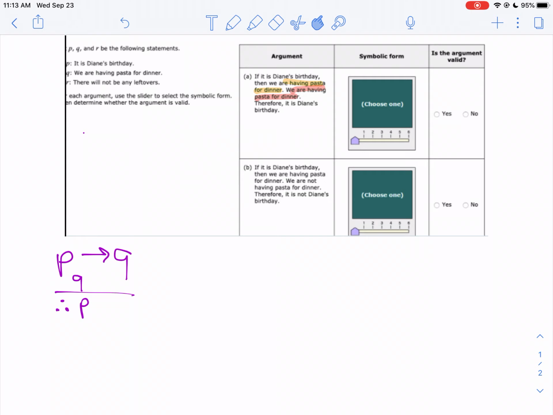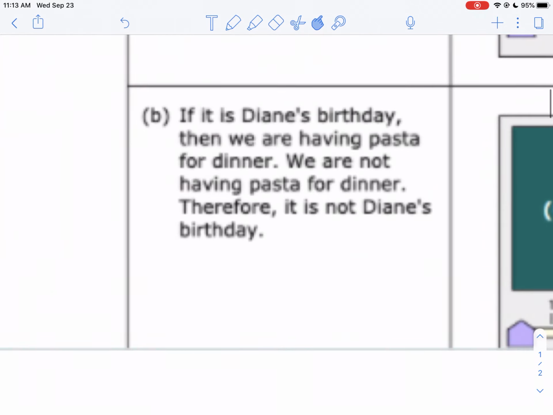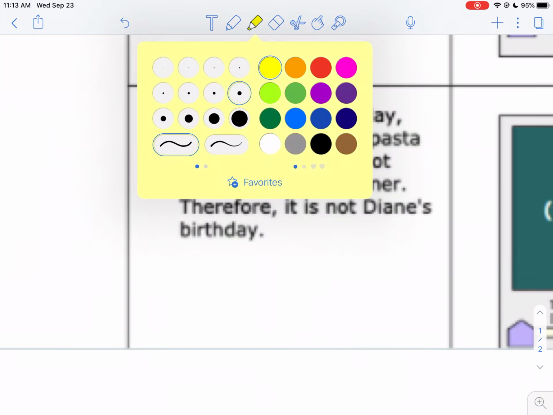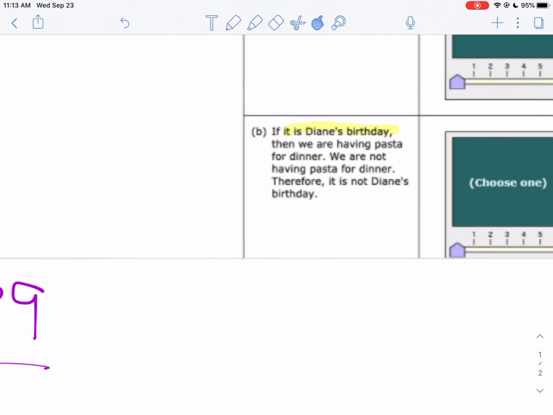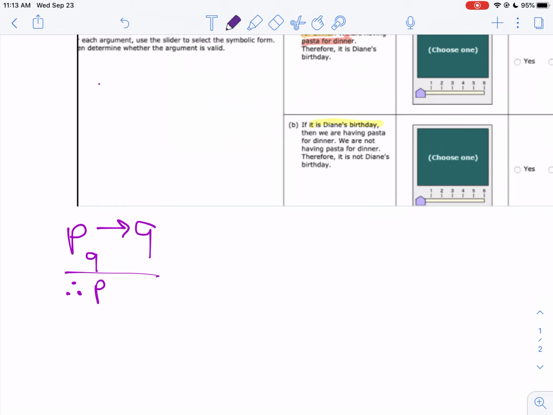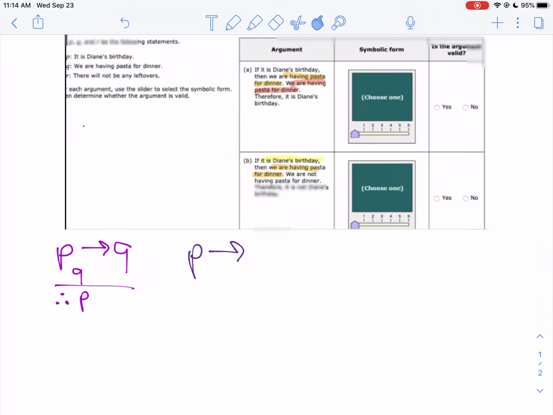Let's take a look at letter B. I'm going to switch colors here for letter B so you can see the difference. So on letter B, it's Diane's birthday. We're starting the same way again, aren't we? So Diane's birthday is P. Then we're having pasta for dinner. Well, that seems kind of familiar, doesn't it? We're having pasta for dinner. So that is Q.